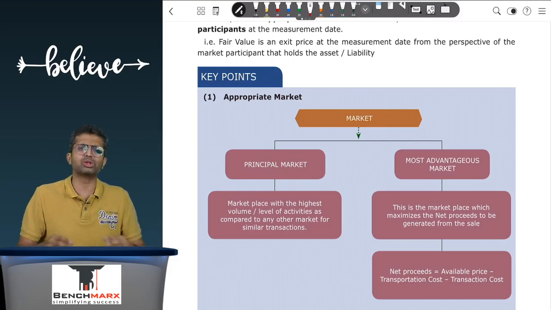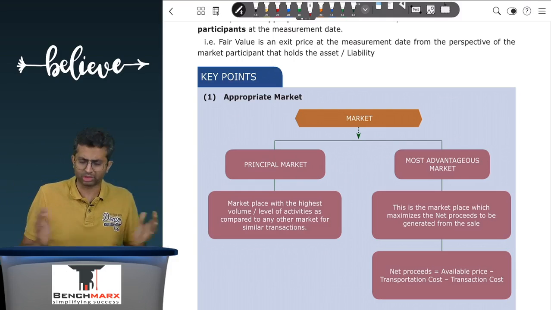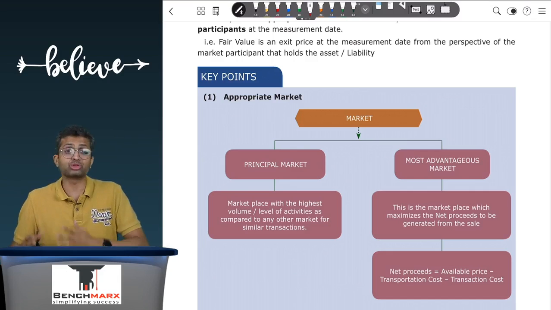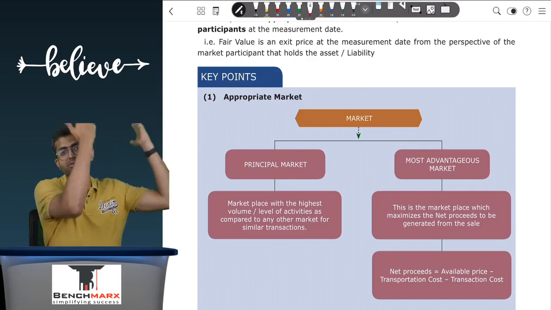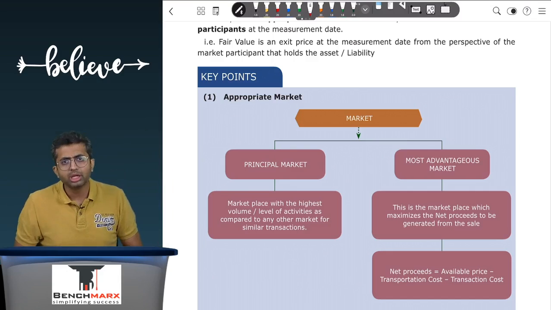So the valuation happens as on a date and not for the period. So the valuation happens as on date. You cannot say the price of the share is the average price of the last 6 months. No, it is a price today.